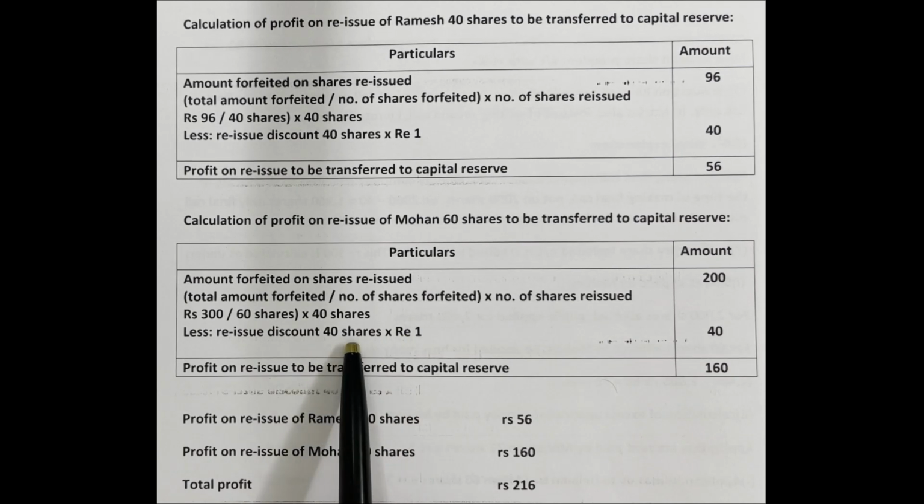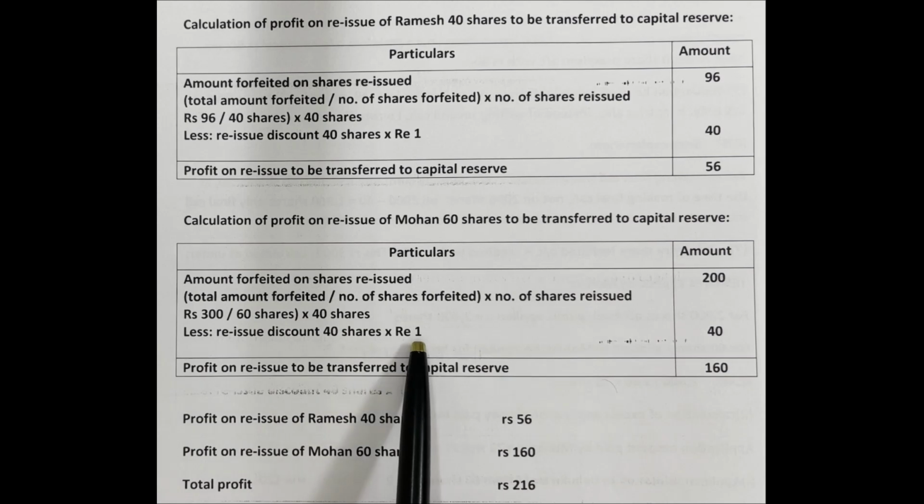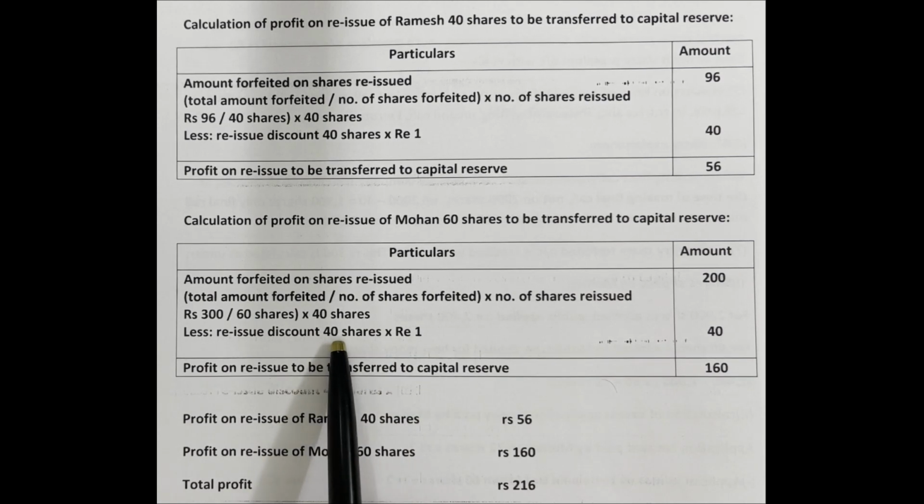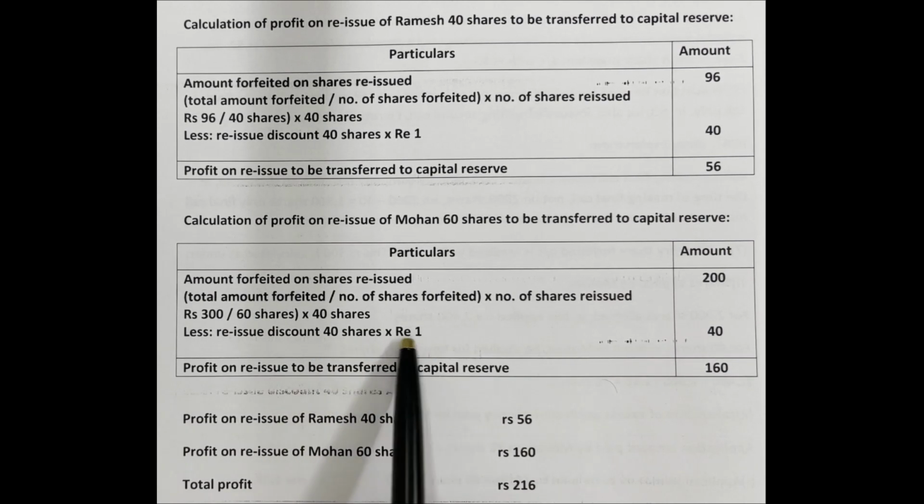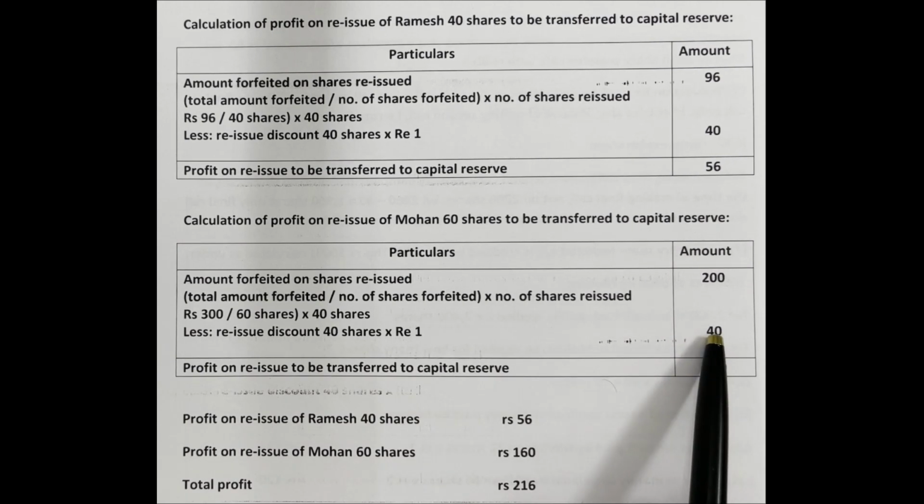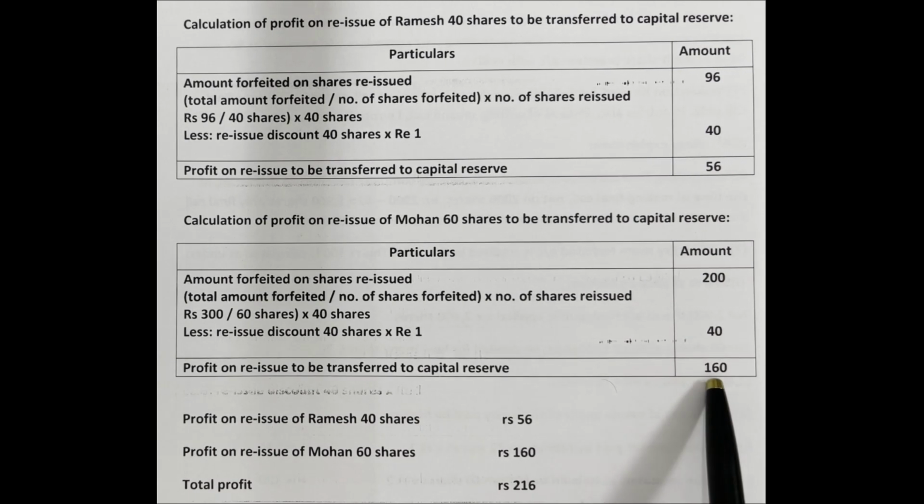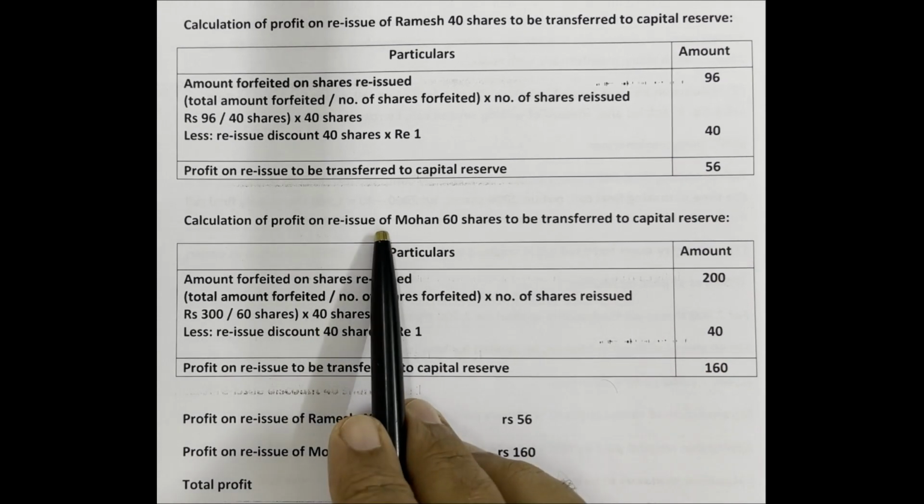Mohan's 40 shares are reissued. Therefore, 40 shares into 1 rupee. Remember, don't take 60 rupees here, because the reissue discount is not 60 rupees, it is 40 rupees only. 200 minus 40, 160 is the credit balance in share forfeited account for Mohan.